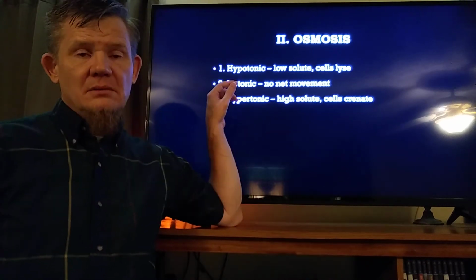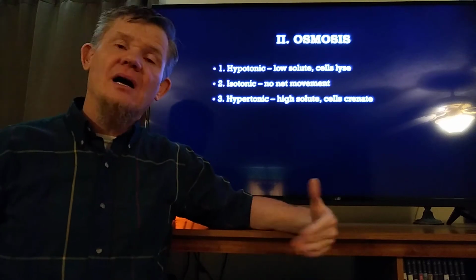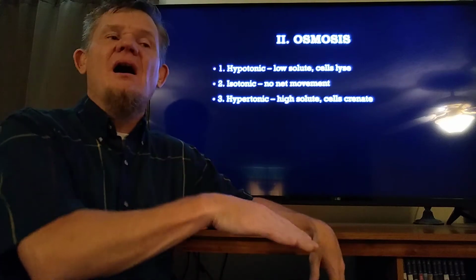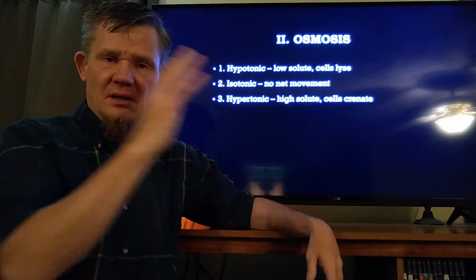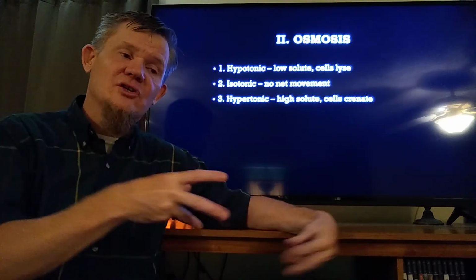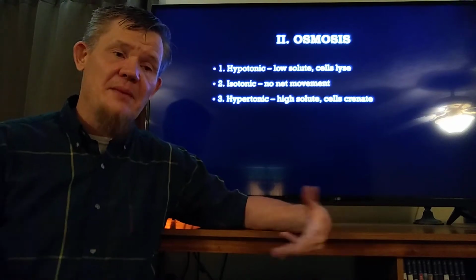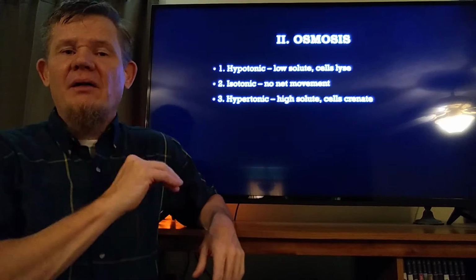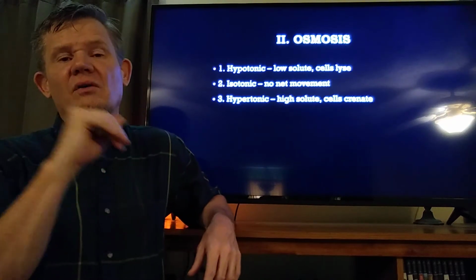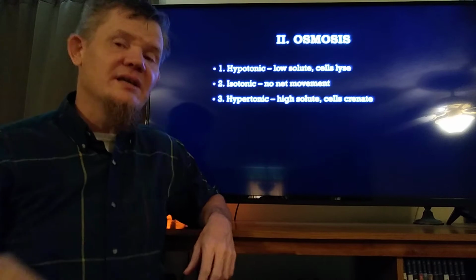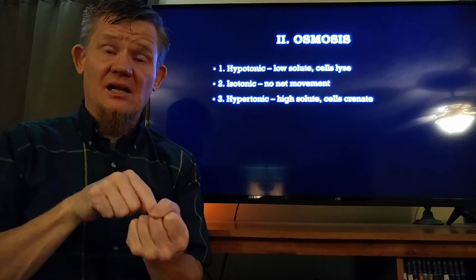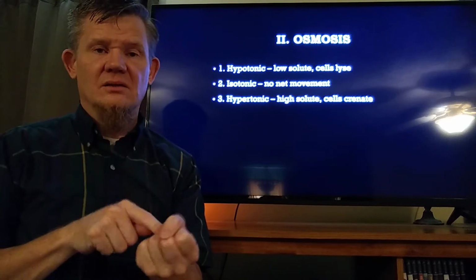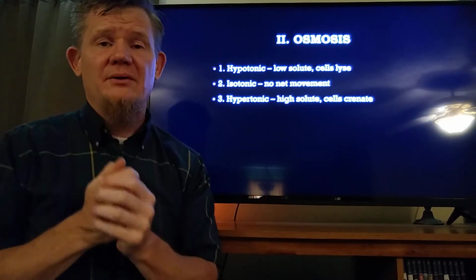Iso means the same. So isotonic means the same solute. It doesn't mean it's the exact same stuff. It just means there's the same amount of stuff. So it could be salt inside and sugar outside, but it's okay if it's the same amount. Isotonic means there's the same concentration of stuff dissolved in the water as there is inside the cell. And a great example of an isotonic solution is eye drops.